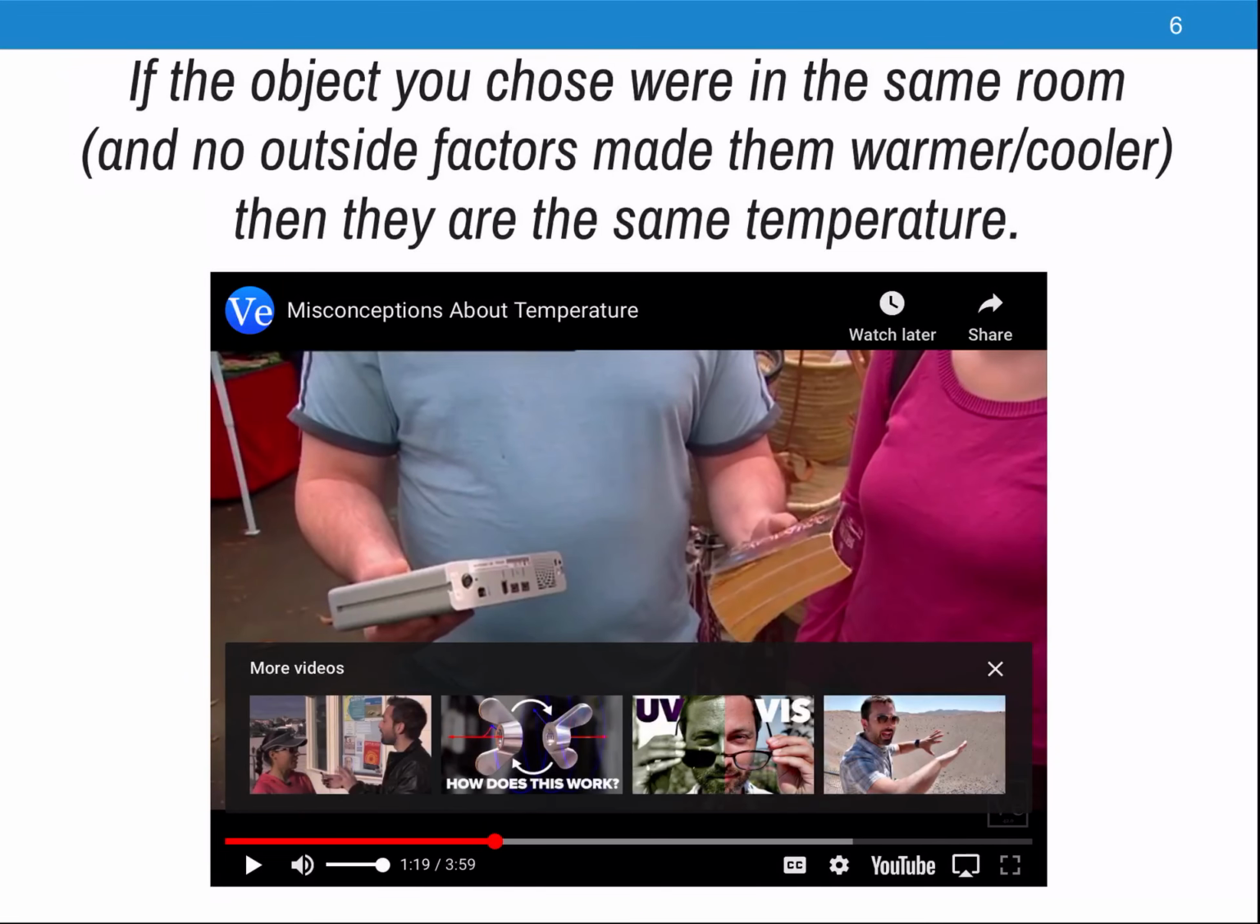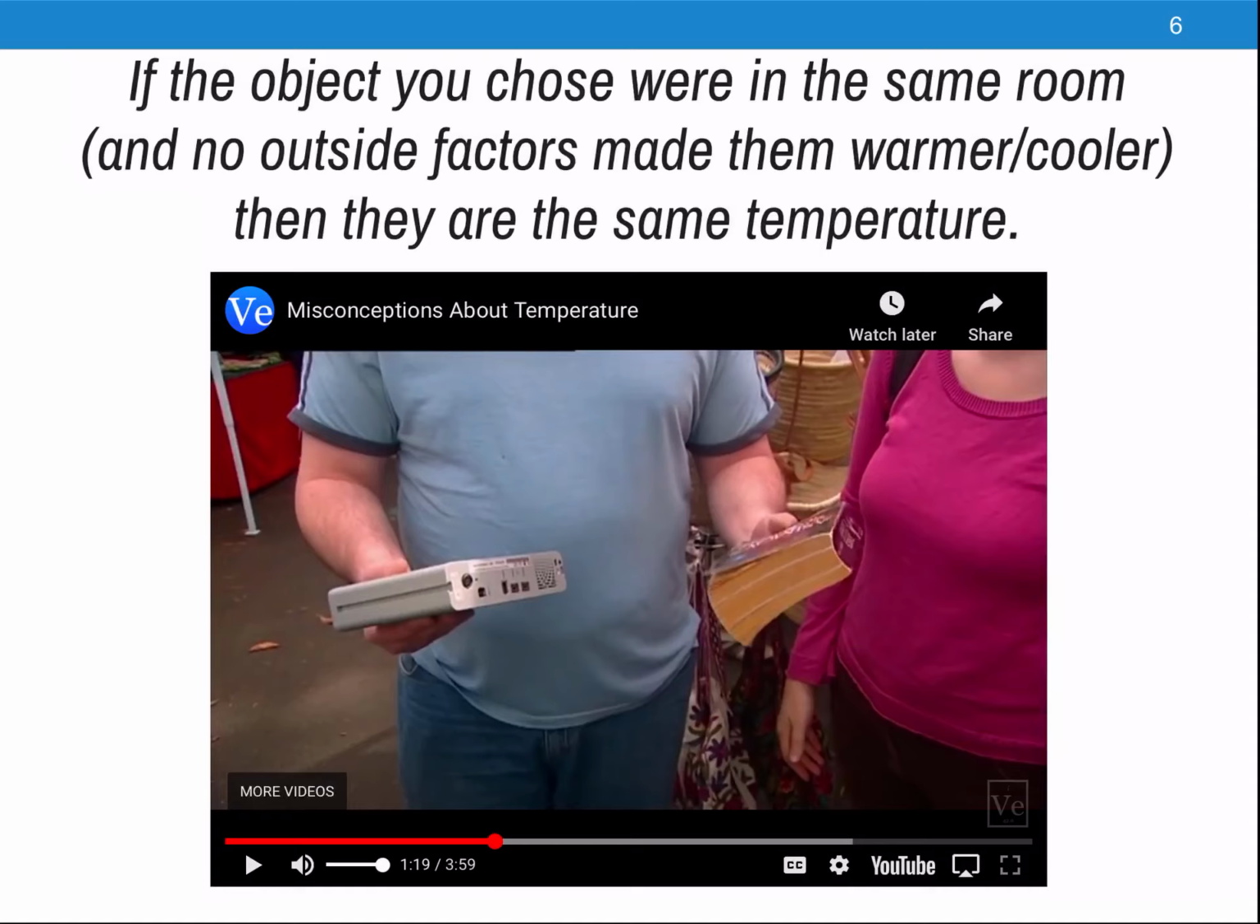All right, so the two objects in this video, the hard drive and the book, are actually the same temperature, even though everybody was saying that the hard drive clearly felt colder and they all thought it would definitely be a lower temperature. So I'm curious if you said that as well, if the metal object that you chose felt colder than the other object.